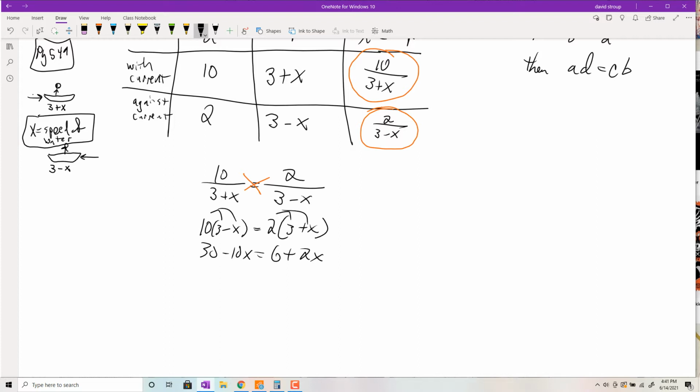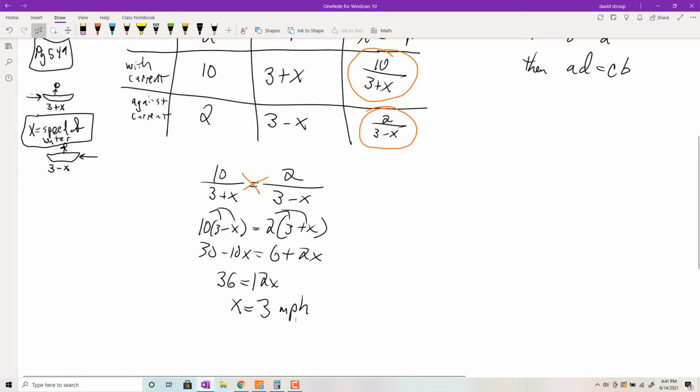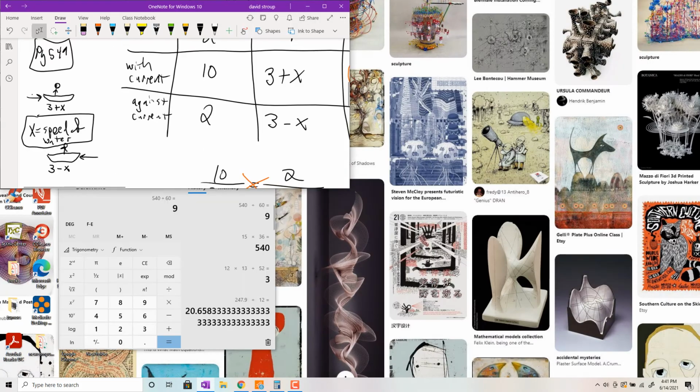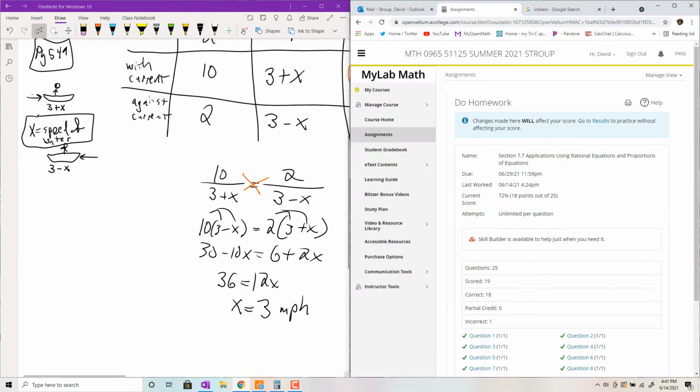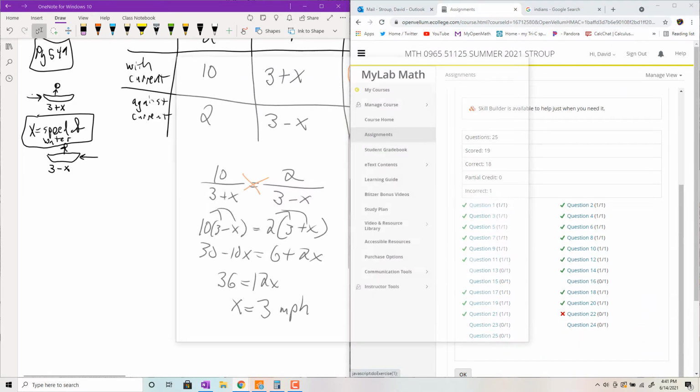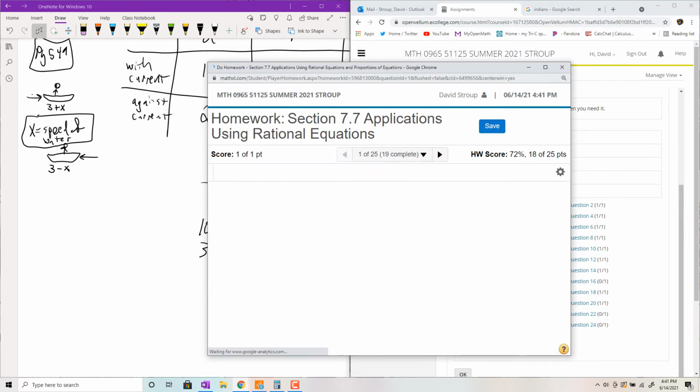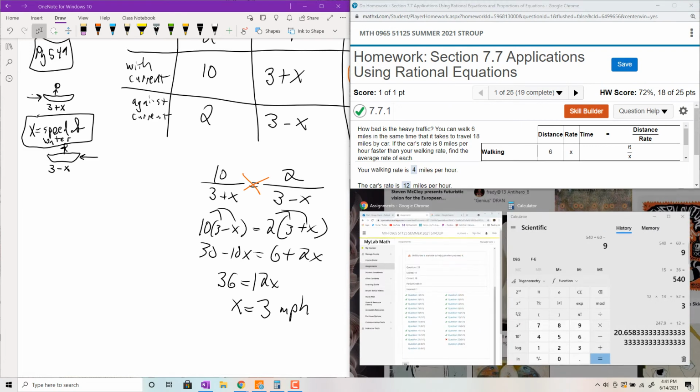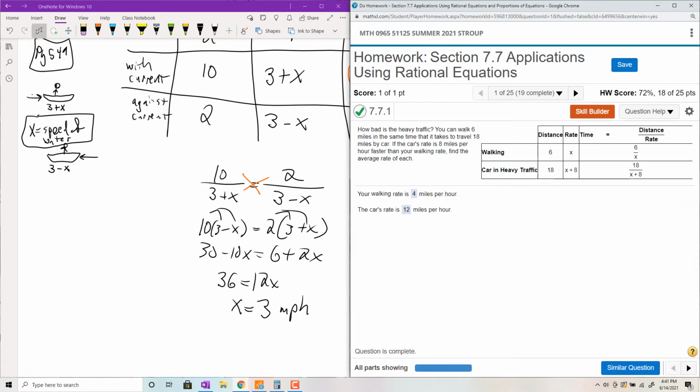So I'm going to move the 10 to the right, move the 6 to the left. I get 36 is equal to 12x. Just divide both sides by 12, and you get x is 3, which is the speed of the water. Okay, let's go over to my math lab and see if we can pick out some of these types of motion problems.